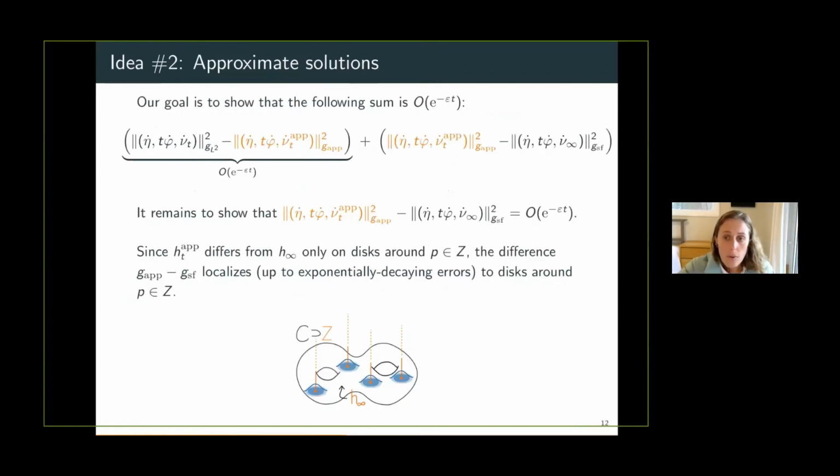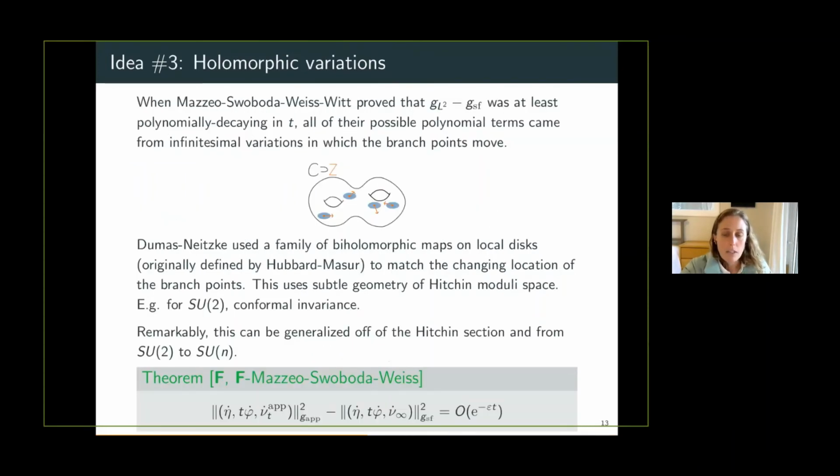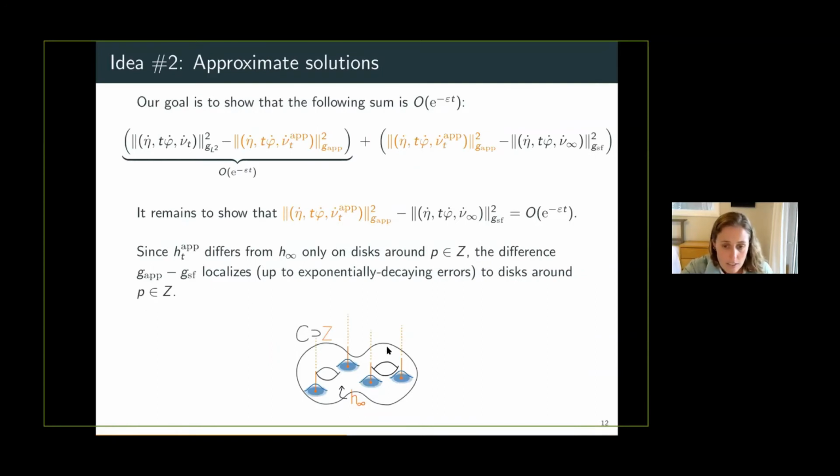Okay, so if you remember how we built h_t approximate, it was actually equal to h infinity outside of these disks. And this implies that G approximate minus G_SF localizes, up to some exponentially decaying errors, to these disks where they differ around the points. And so this is exactly some more localization. Now everything is reduced to understanding the behavior of these disks. But just understanding the difference of these two metrics on the disks is still not a trivial thing.